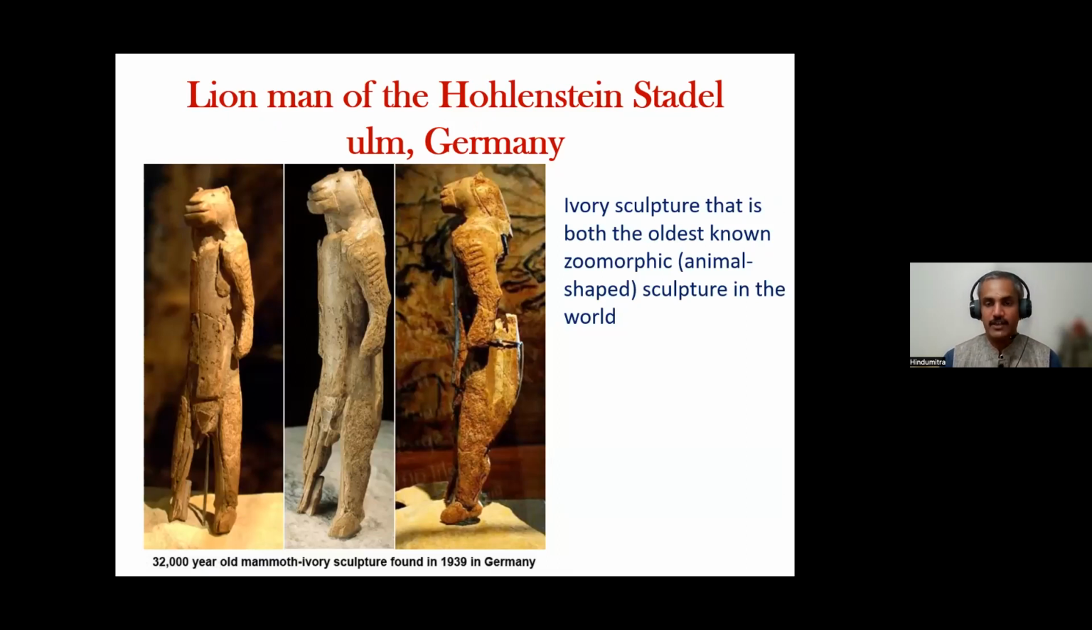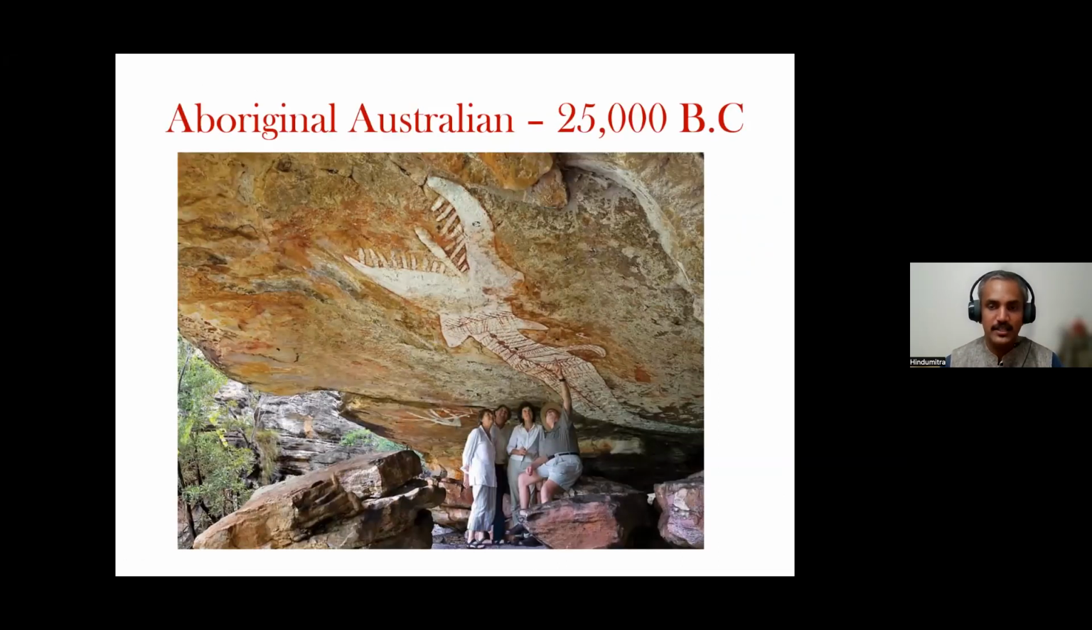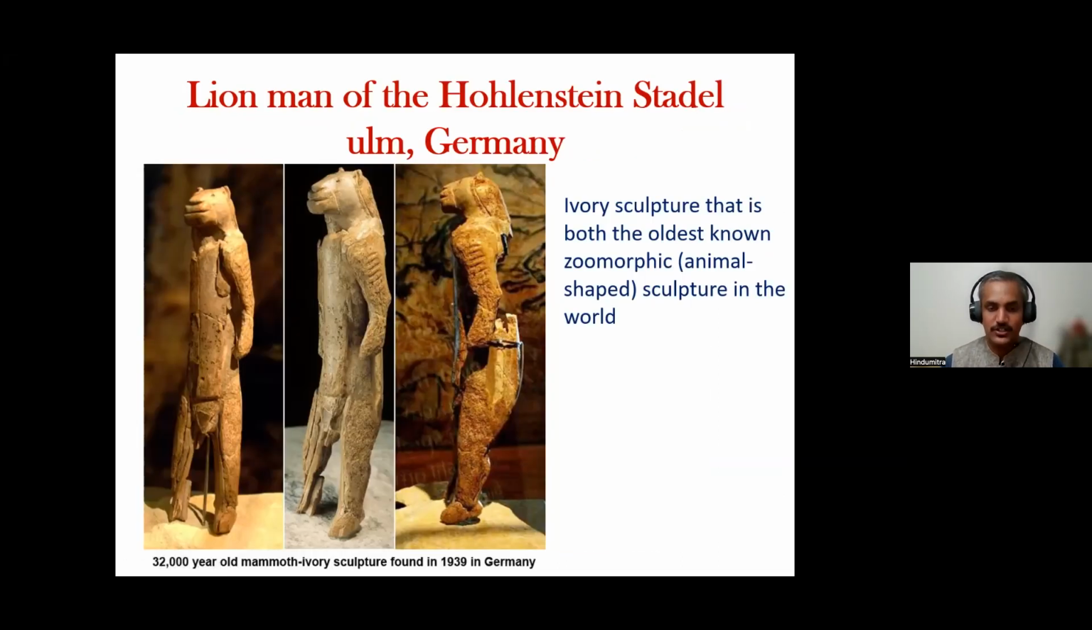Another interesting piece of material evidence comes from Germany. A 32,000-year-old zoomorphic figure made from a mammoth tusk has been found, with a lion face and a human body. This is one of the oldest zoomorphic images found in Europe. Similarly, this is 32,000 years old.